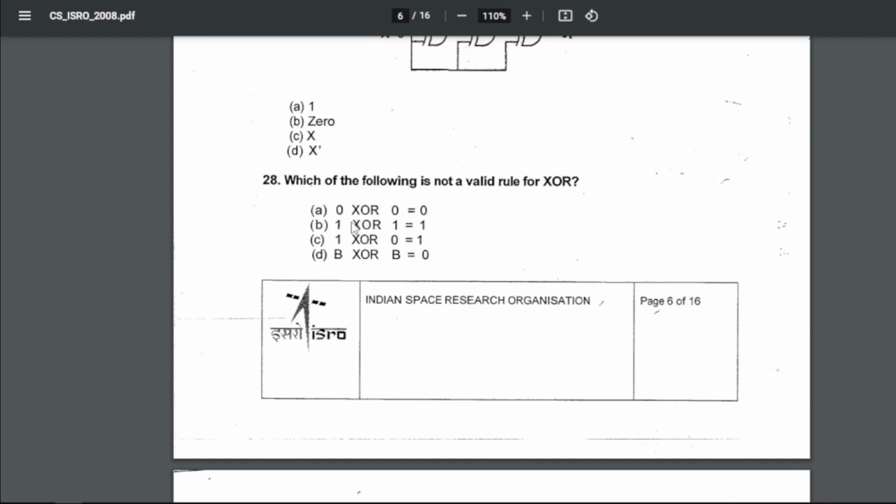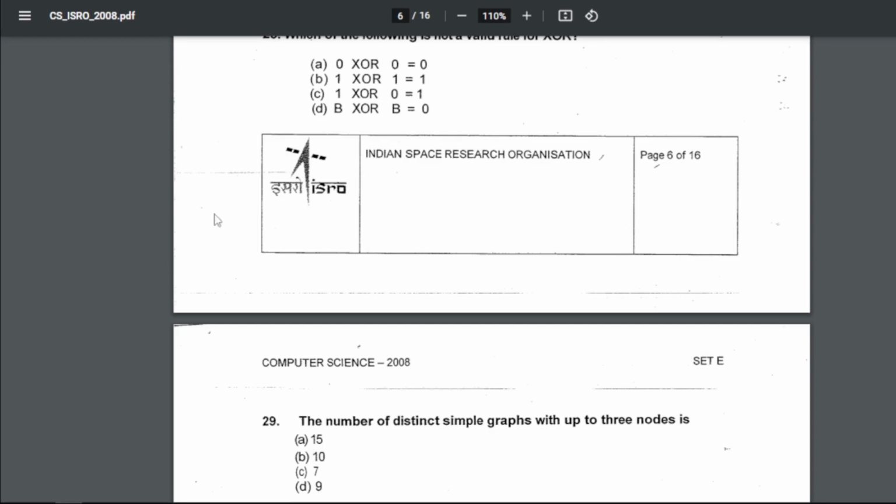Question number 28 is, which of the following is not a valid rule for XOR? So for XOR, 1 XOR 1 is not 1, right? So this is not a valid expression, because XOR only returns 1 when both the inputs are different, right? So it is basically a property of XNOR, we can say, where both the inputs are the same.